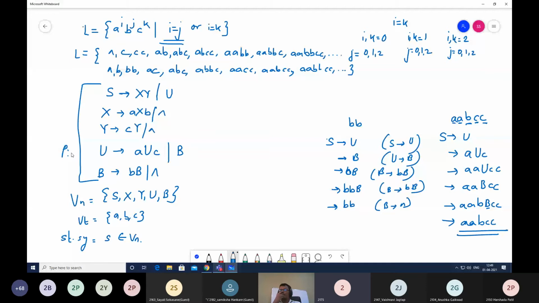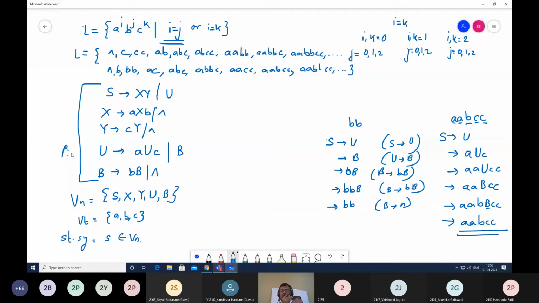Closely observe in this problem for I is equal to K. I should balance the number of A's with the number of C's, and B's are coming in between. In earlier problems, that was not the case. We were solving either I is equal to J or J is equal to K. That was easy. But here I want to balance I is equal to K. So when I finish with my recursion, I cannot give the pattern of B after that. So I cannot use two non-terminals over there.